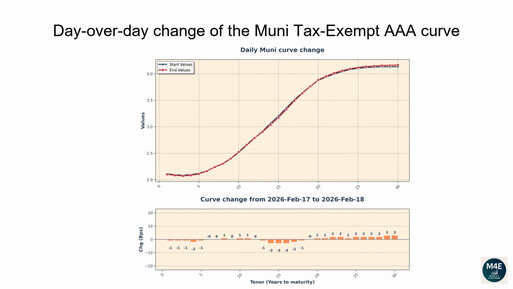The one-year tenor changed -1 basis points. The 2-year tenor changed -1 basis points. The 5-year tenor changed -1 basis points. The 10-year tenor changed 1 basis points. The 20-year tenor changed 1 basis points. The 30-year tenor changed 3 basis points.